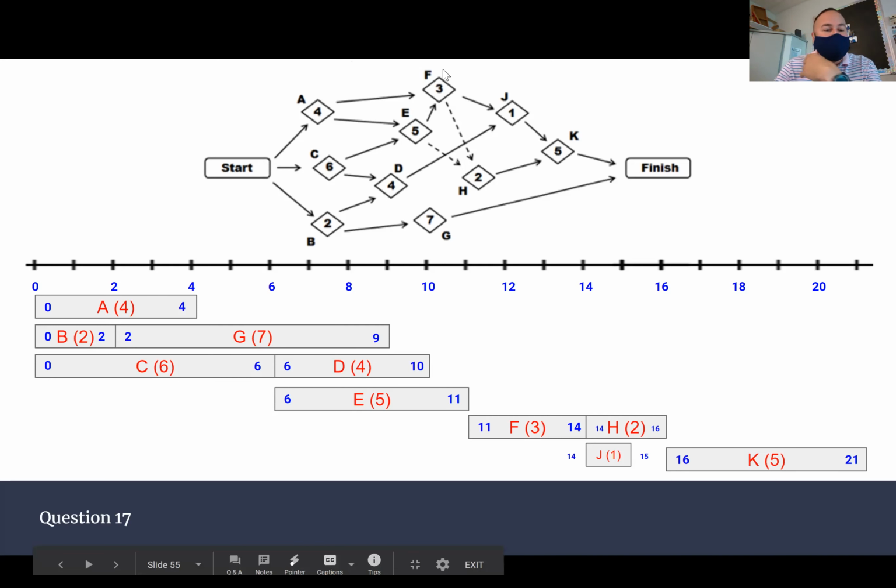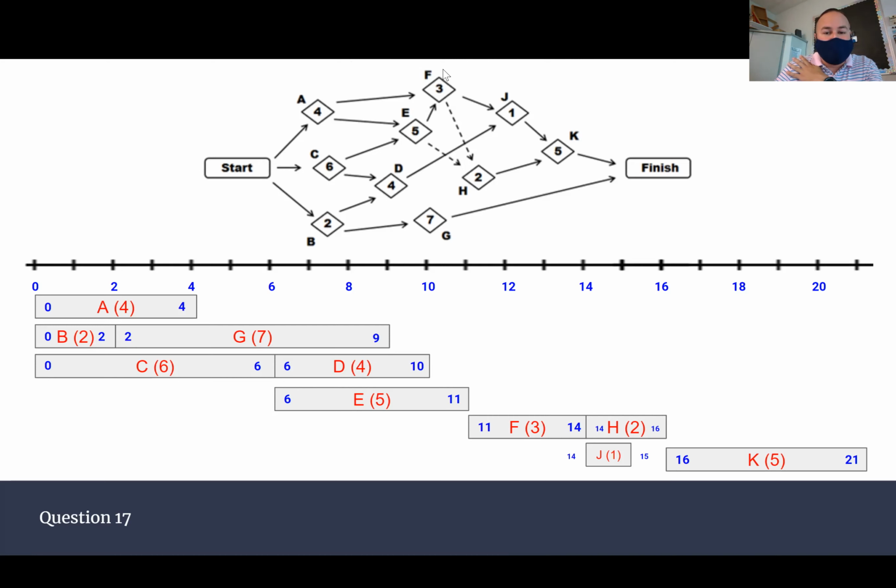So let's just recap. And I'll use you guys in the class right now to help me out. Tell me which activities can start right away on this project right here. A, B, C. Why? They're connected to start, okay? Luke wasn't even here on Wednesday. He could figure that one out, right? Yeah. They're connected to start.